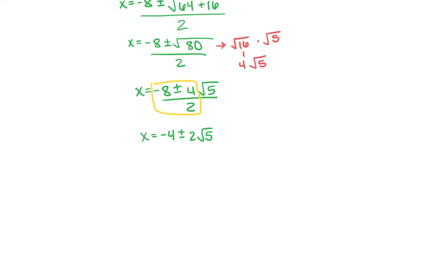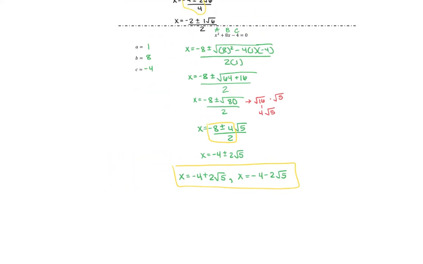All right. And then I'm going to write my two separate answers. One is adding, one is subtracting. So I get x equals negative 4 plus 2 radical 5, comma, x equals negative 4 minus 2 radical 5. And that would be your final answer.